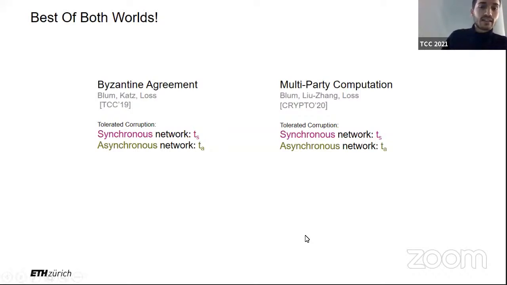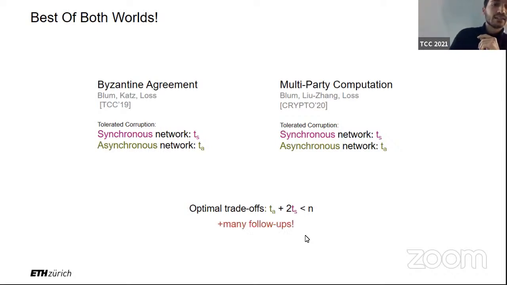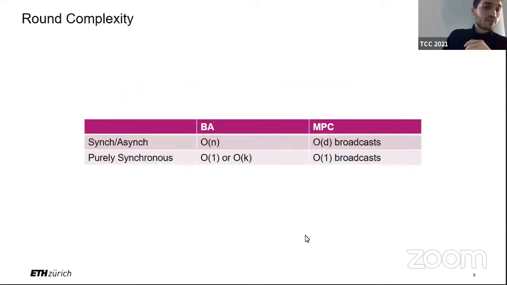And exactly under some optimal trade-offs on these thresholds of corruptions, that is, the corruptions when the network is asynchronous, plus 2 times the corruptions when the network is synchronous, must be smaller than n. And this is probably optimal in this setting. And there have been many follow-ups to this work, exploring protocols that are secure in synchronous networks and achieve responsiveness and stuff like this. But we mostly follow up on these 2 works. And our focus in our work is improving the round complexity of this protocol.